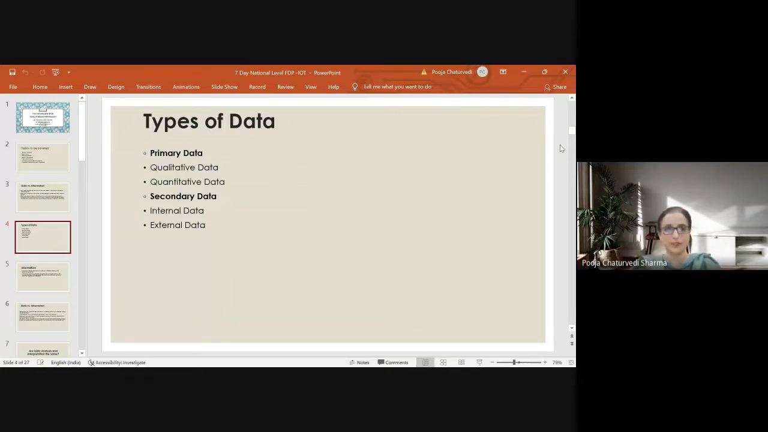Secondary data is, as we discussed, data which has already been collected by someone else for their own purpose. We can also use it because that data fits into our research objectives. Internal data and external data. Internal data means something which is already there with me.